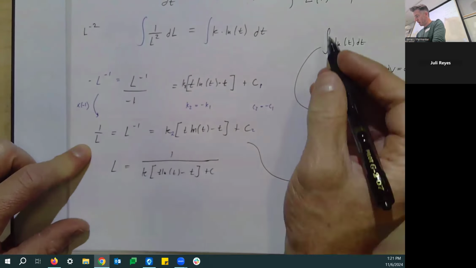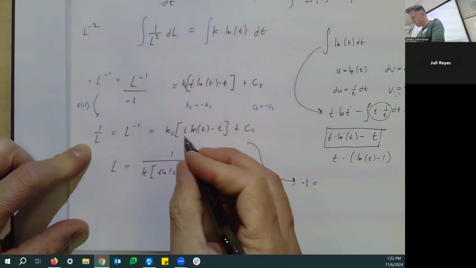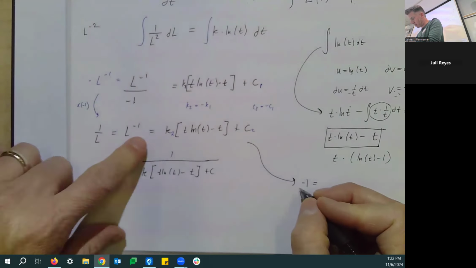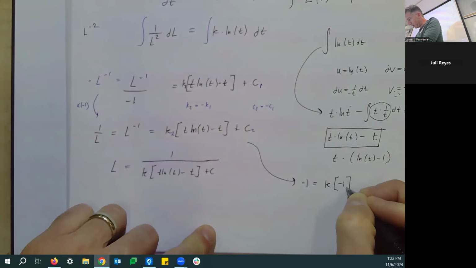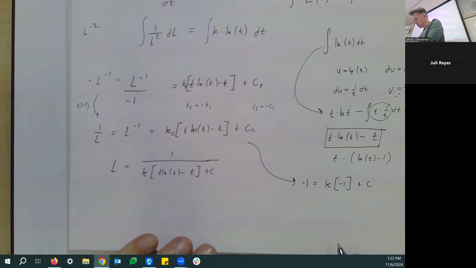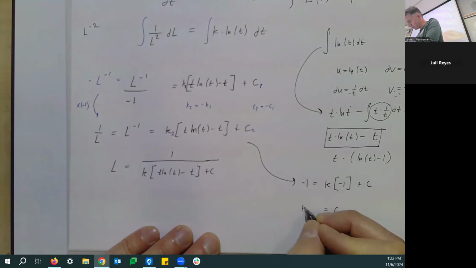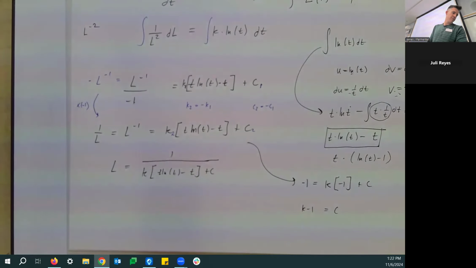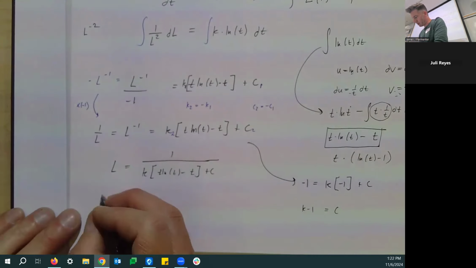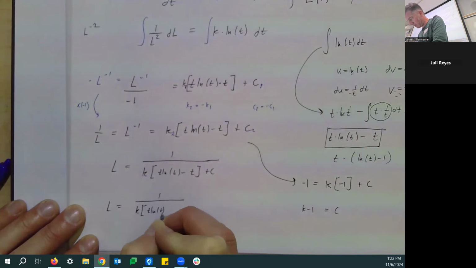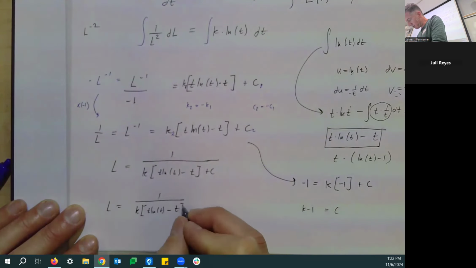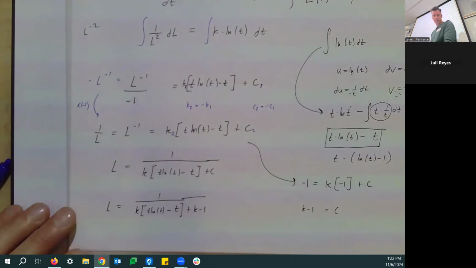So if I plug in -1 for L and 1 for t, I get -1 is equal to K times 1 times 0 minus 1 plus C. So it looks like C is going to equal K minus 1. Yeah, interesting. So what I have here is that L is equal to 1 over K times t natural log of t minus t plus K minus 1. Interesting.